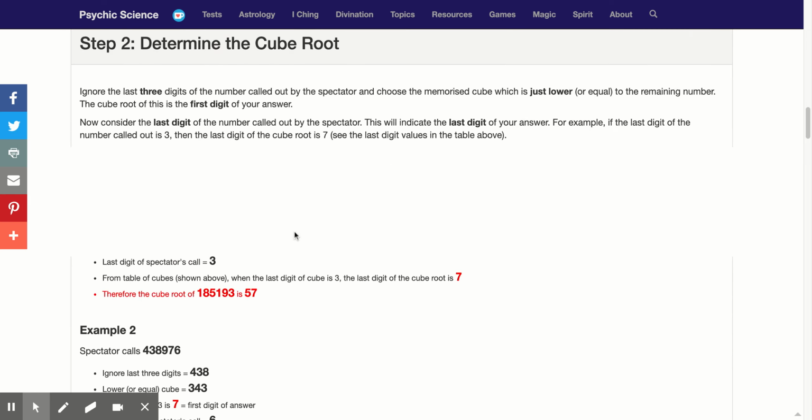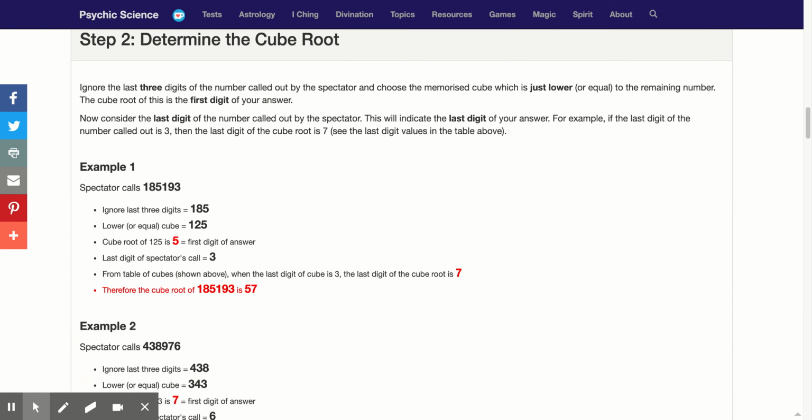This is going to give me my tens digit of my answer, my cube root. This 5 is my tens digit, or my first digit of my answer. Now I'm going to look at the last 3 digits. 193. Well, what does this end with?